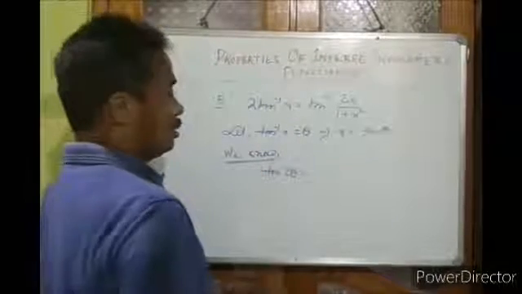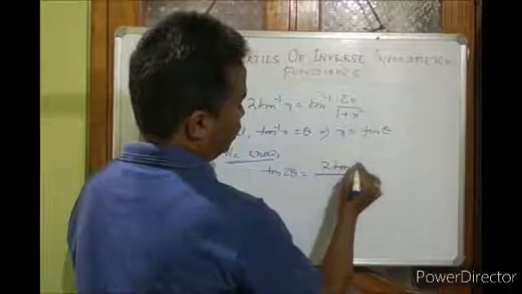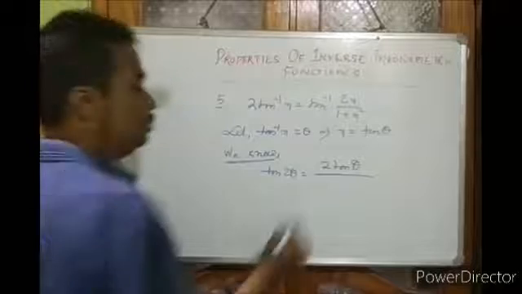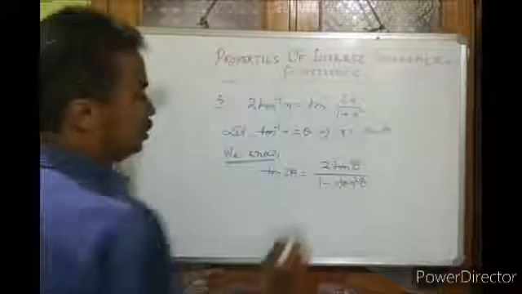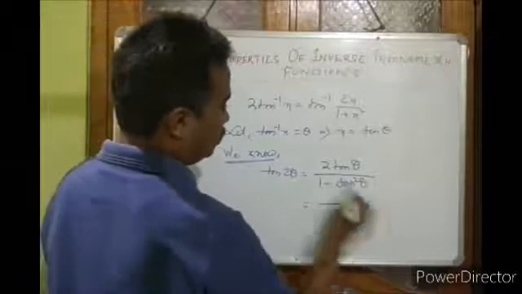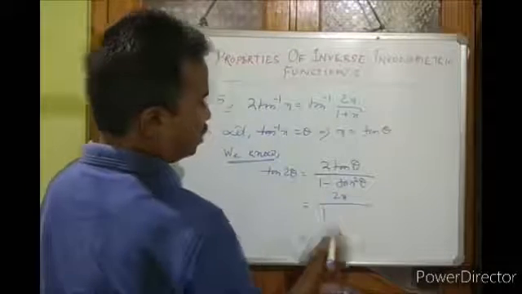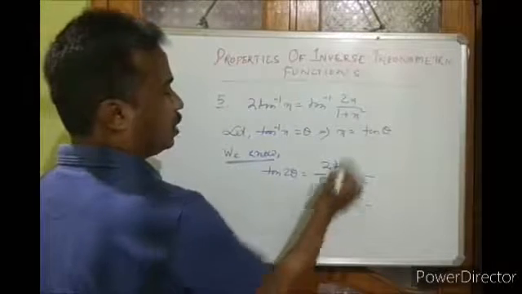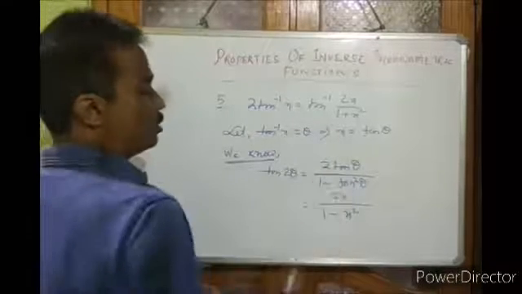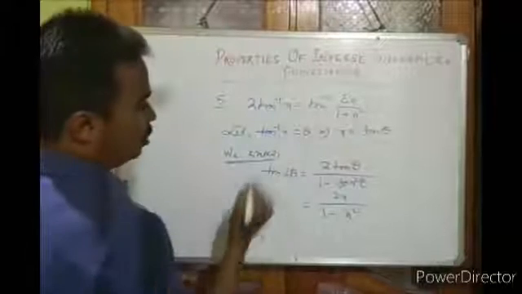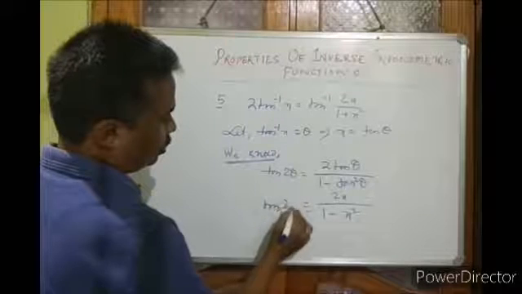Now the formula for tan 2 theta is twice tan theta. In class 11 we have proved it. Twice tan theta divided by 1 minus tan square theta. Tan theta is equal to x, so the numerator becomes twice x, and tan square theta means x square. So tan 2 theta is equal to twice x divided by 1 minus x square.